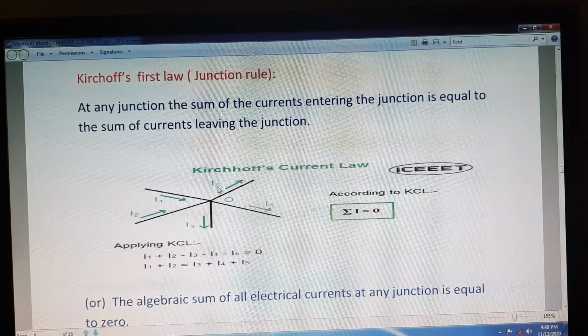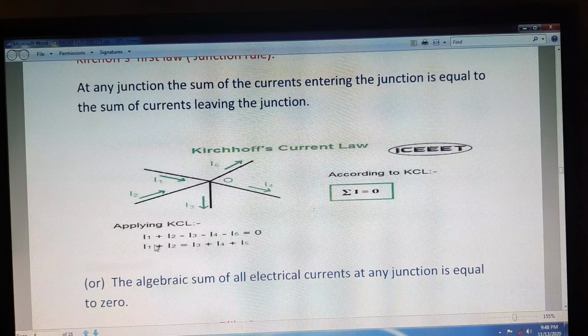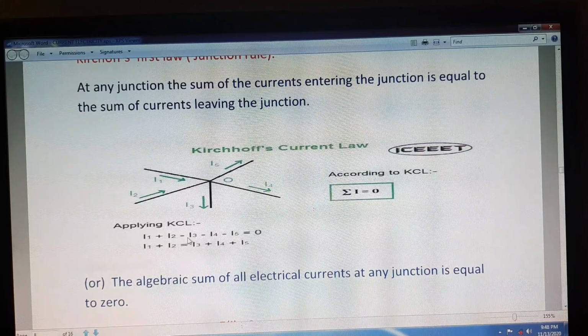In the same manner, I5 is also leaving from the junction. So I1 and I2 are the entering currents, and I3, I4, I5 are leaving from the junction. So we can write the equation. What are the entering currents? I1 plus I2. The leaving currents are minus I3 minus I4 minus I5, is equal to 0.